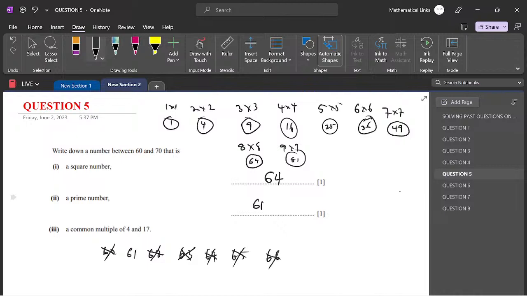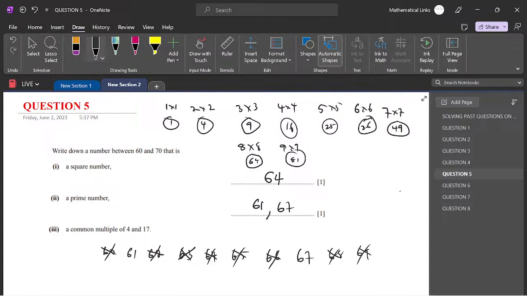66 is not a prime number. 67, yes, is a prime number. So you can pick 67 here. If you don't want to pick 61, we only need 1. Okay, what about 68? It's not a prime number.